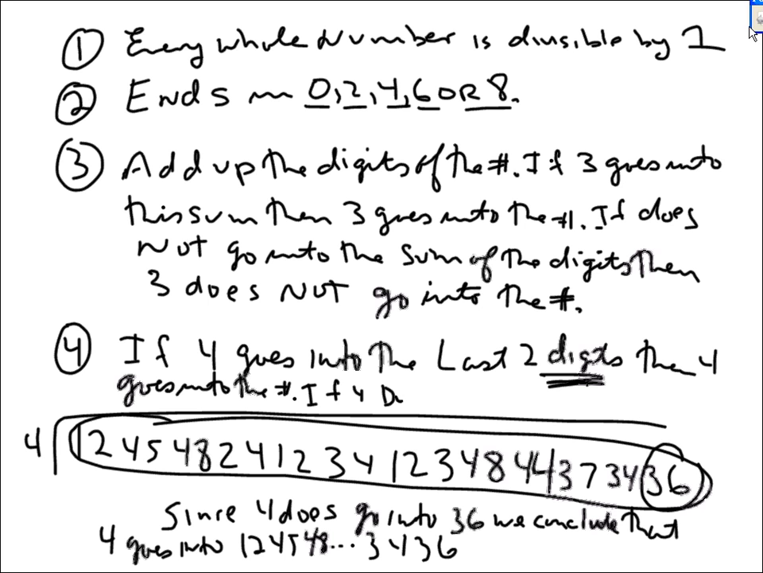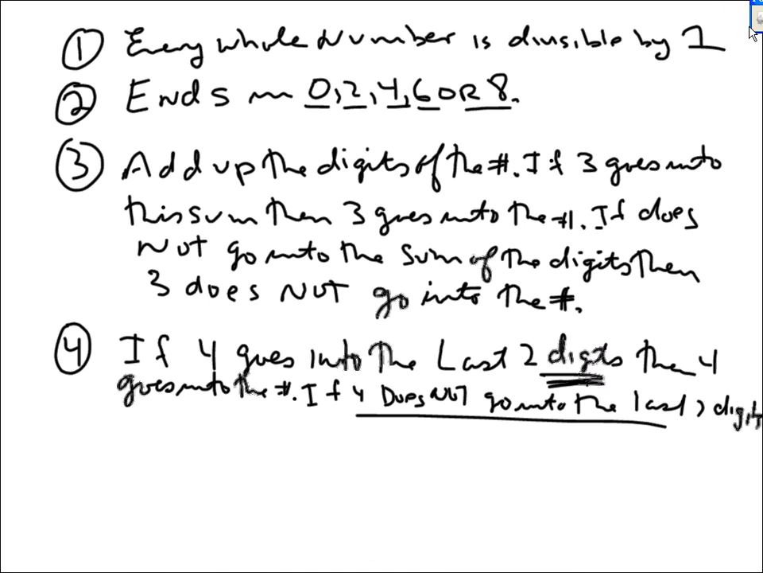If 4 does not go into the last 2 digits, then 4 does not go into the number. It's a very straightforward test. Here you didn't even have to add the digits.